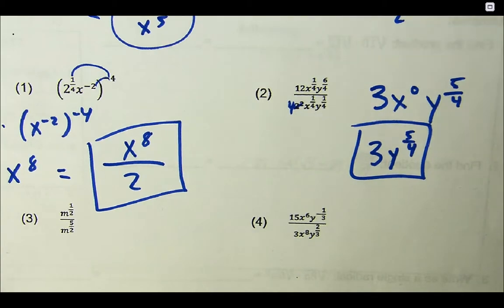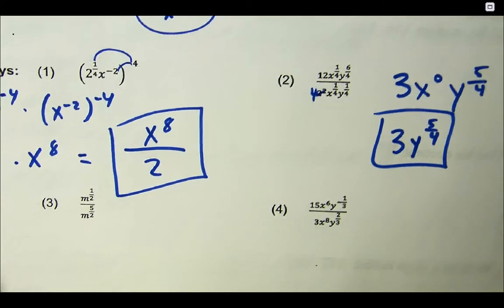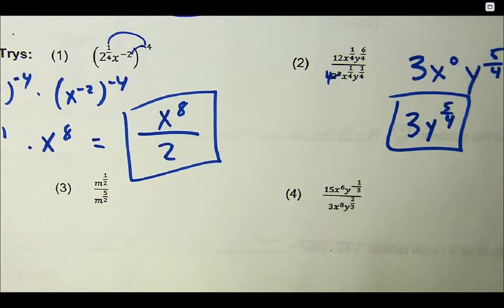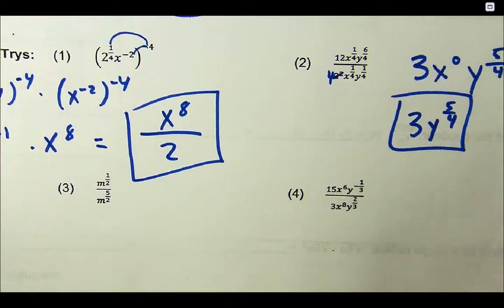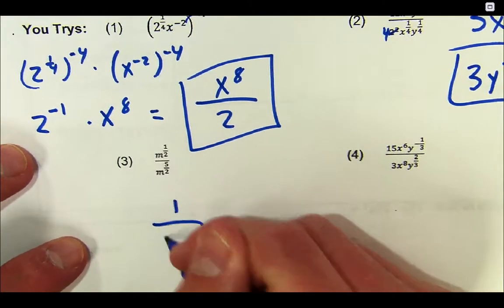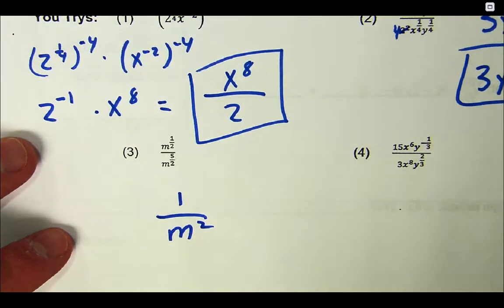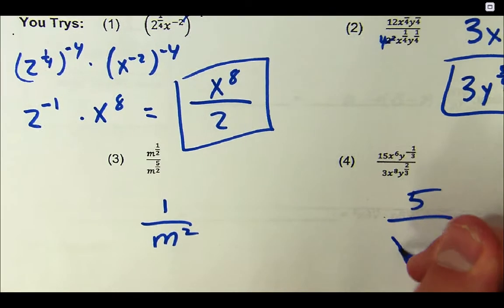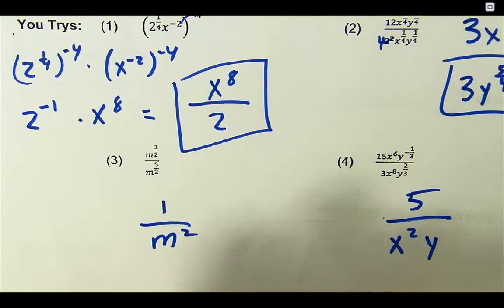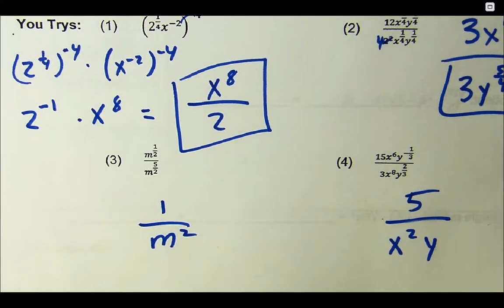All right, so you can see it's all still the same properties, maybe just a little bit more challenging because you have a lot more fractions versus integers, but the process is still the same. So if you take a look at number 3 here, if you do number 3 correctly, you should get 1 over m squared. And if you do number 4 correctly, you should get 5 over x squared y. So you can try those out and make sure that that is the answer that you are getting.